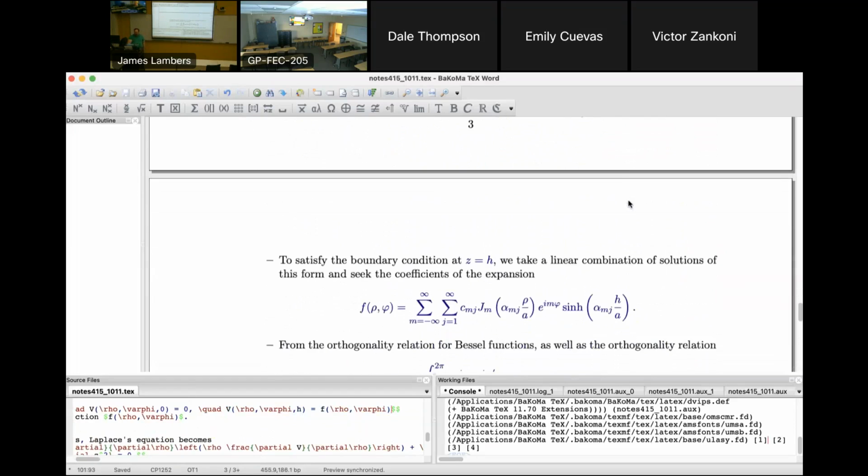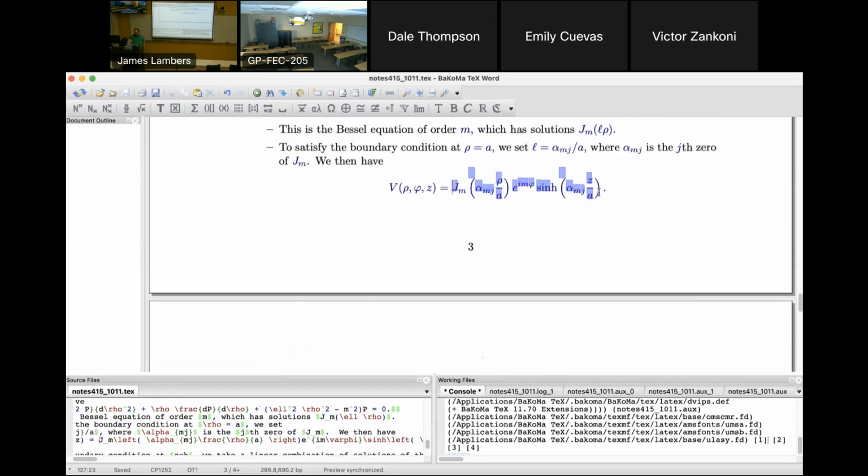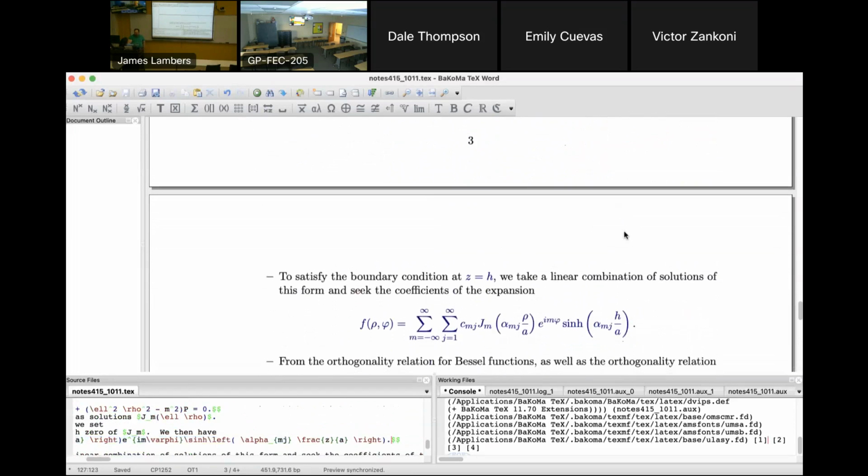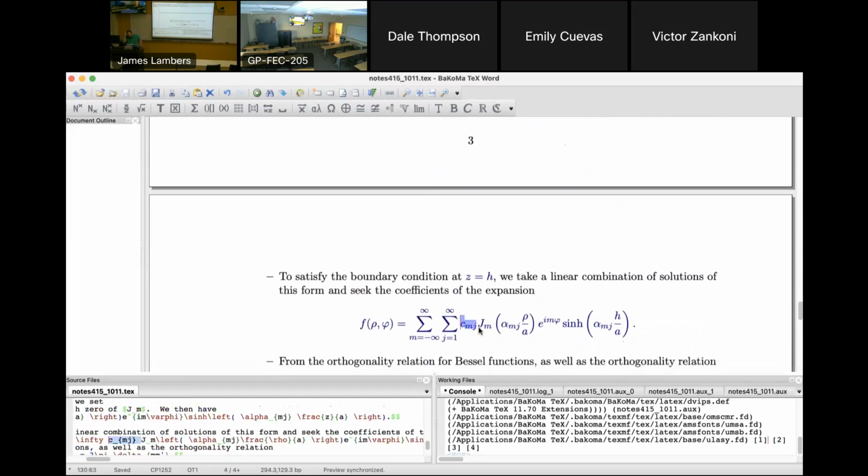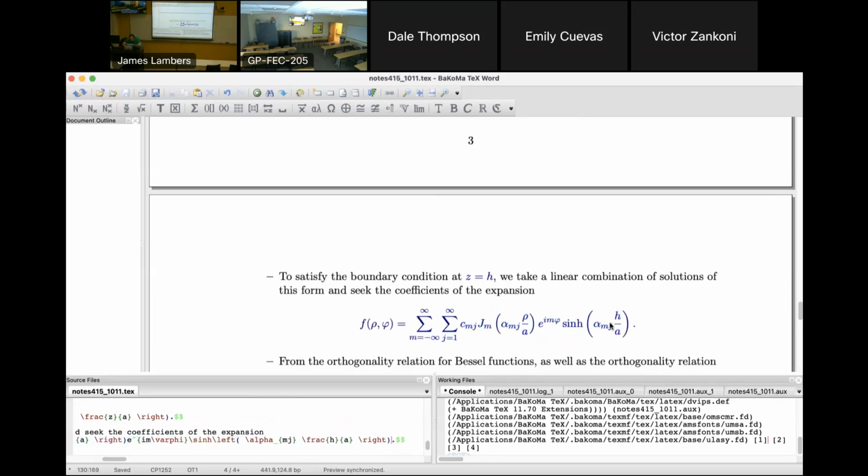So now what I'm going to do is take a linear combination of these solutions with coefficients C, M, J, with M going from minus infinity to infinity, and J going from 1 to infinity. J is indexing the zeros of the Bessel function Jm. M is the frequencies for the complex exponential that we have here. So this is our solution, except that we've substituted H in for Z right here.